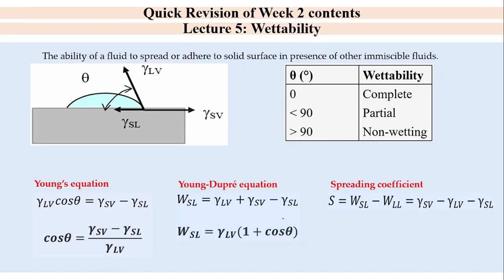Next, we also went through the spreading coefficient, which is given by WSL minus WLL is equal to gamma SV minus gamma LV minus gamma SL.